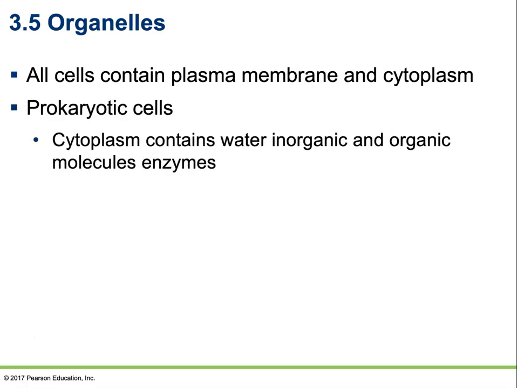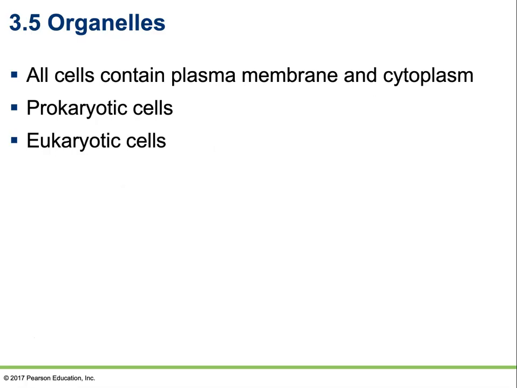Prokaryotic cells, that cytoplasm is going to contain water, inorganic and organic molecules, and enzymes. It is also going to contain a nucleoid region. Take a moment, see if you can remember what a nucleoid region does, or what that means. That nucleoid region is going to be the area where we house our DNA. Prokaryotic cells do not have a membrane-bound nucleus, but they do keep all of their DNA sort of bundled up in the corner to try and keep it organized.